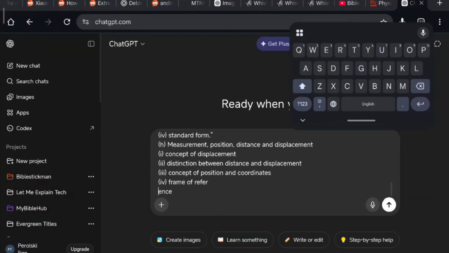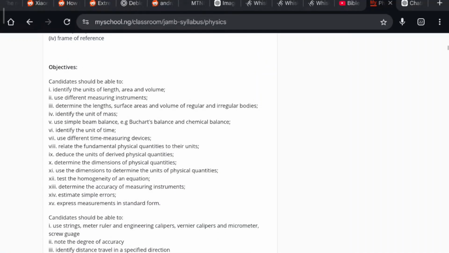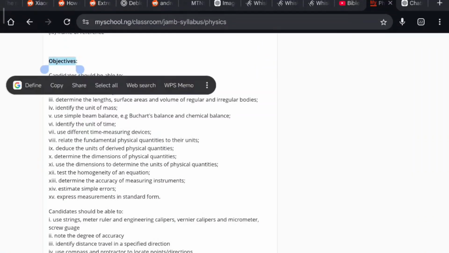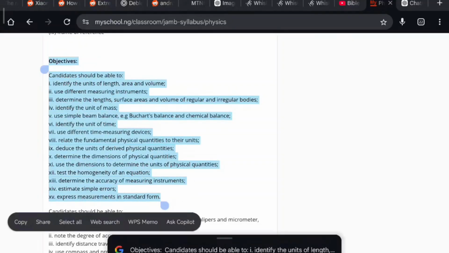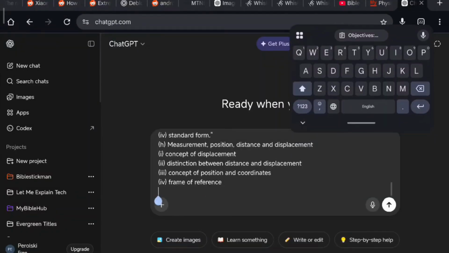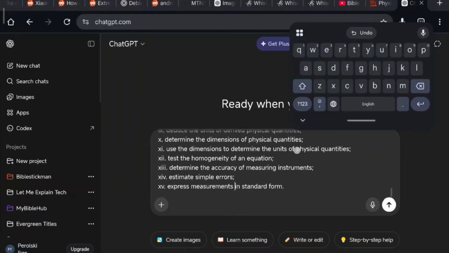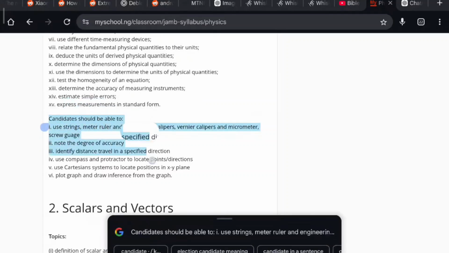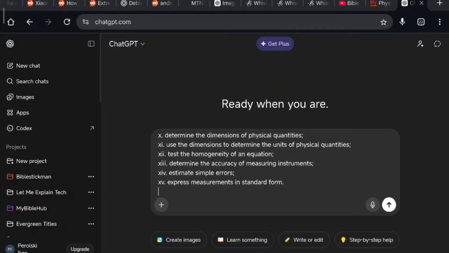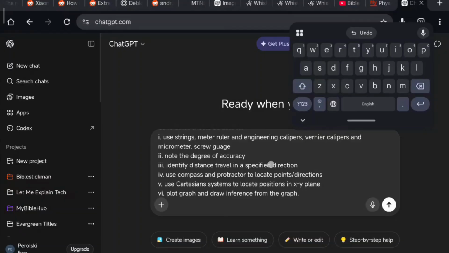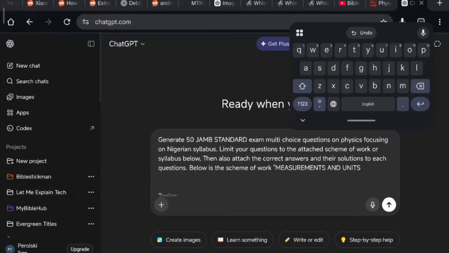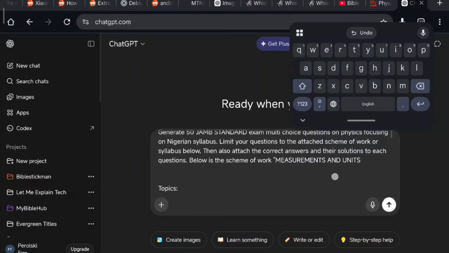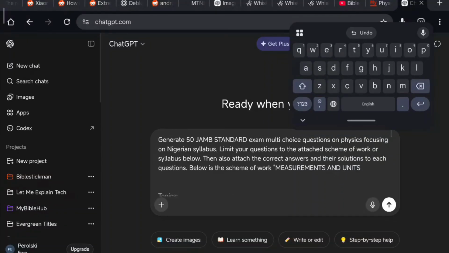We need to also paste the aim and objectives as attached to the questions. So the objectives here, we copy, we paste. Then we have another part: candidates should be able to, that's it, we paste. So you can see we have instructed ChatGPT to set these questions for us so that we can use them to practice and to get ready for the exams.